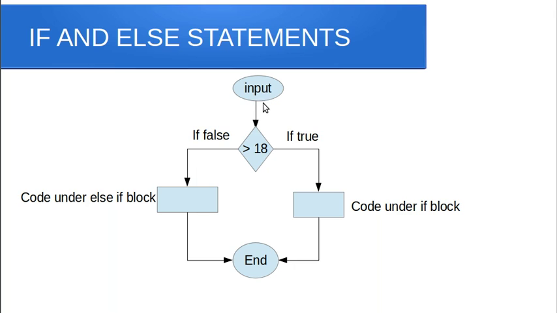Okay, so let's begin with the if statement. For example, we're taking the user's input, maybe the age of the user, and we are checking if the age of the user is greater than 18. If it's true, then the code under the if block will be executed. If it's false, then the code under the if block won't be executed. We'll look at the else statement in a second, but for now just ignore that part and know that if it is true, the code under the if block will be executed, otherwise it won't be.